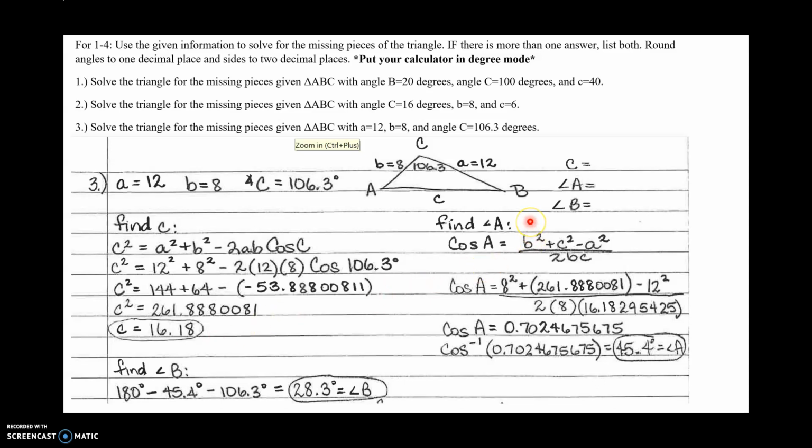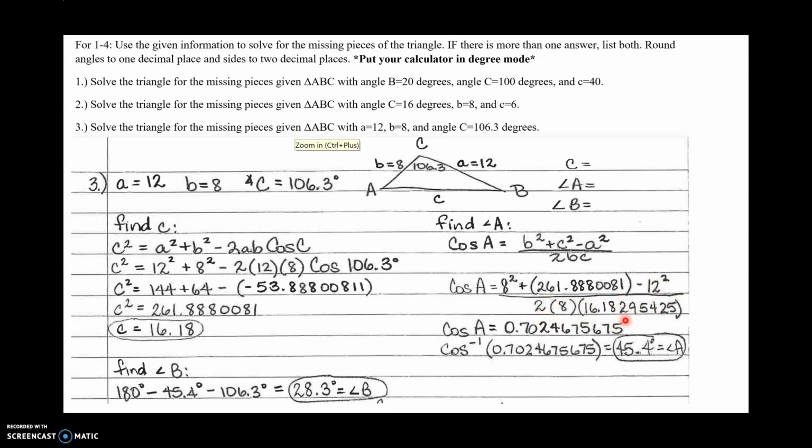I found angle A. And so since I'm trying to find the angle, I'm going to use this version of my law of cosines. And so I'm going to plug in what I know. So I know B is 8. I know C is 16.18. So C squared was that 261.888. And then I know that A was 12. And then down here 2 times B times C.